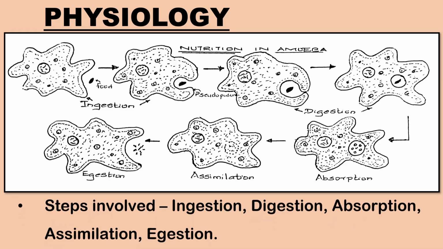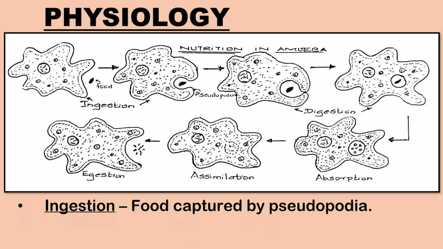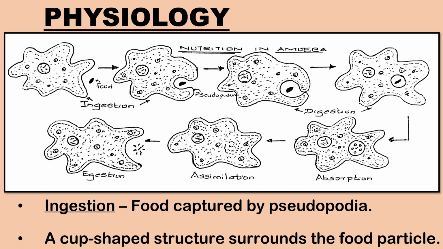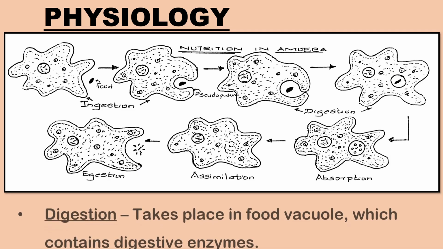The different steps involved are ingestion, digestion, absorption, assimilation, and egestion. Food is captured by means of pseudopodia. The amoeba forms a cup-shaped structure and surrounds the food. It takes in droplets of water along with the food particle and engulfs it, forming a food vacuole. This is known as phagocytosis.